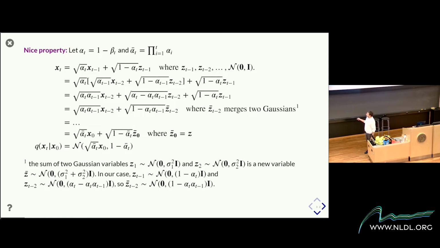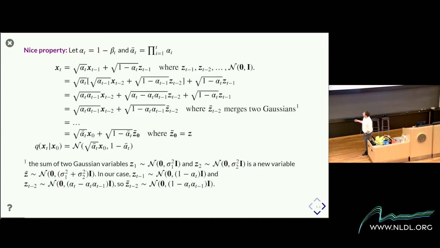Okay, now you can think that I can continue this argument over and over because I can keep expanding xt minus 2 and I will have an xt minus 3 term and so on. And in the end, I end up with something like this, where remember alpha t bar was this cumulative product, and then I have this z0 bar, which is the result of the merging of so many Gaussian variables. And since this is the only random variable that I have, I can as well just call it z. I don't even need index 0 anymore because it will be the only one, okay?